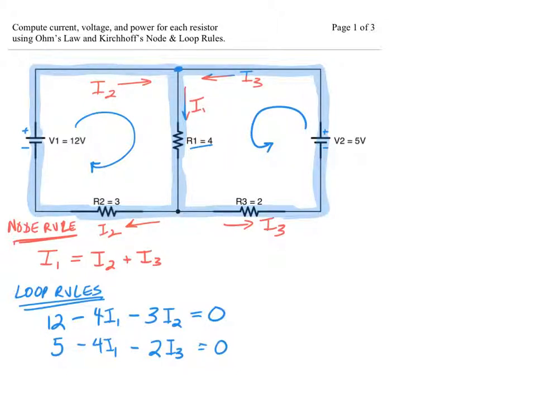I could have written a loop that goes all the way around, and that means one of the batteries would be plus and the other would be minus. I'll do that just for grins. So what would happen if we did this loop?